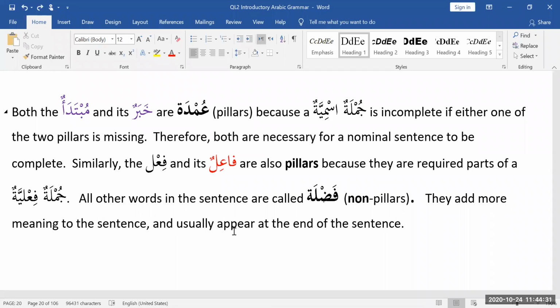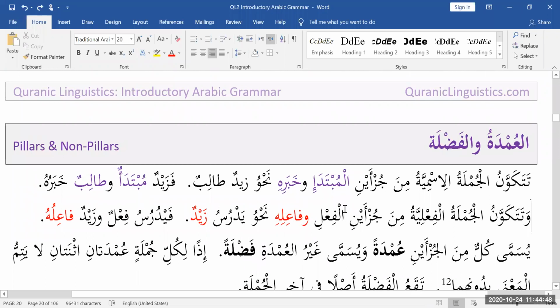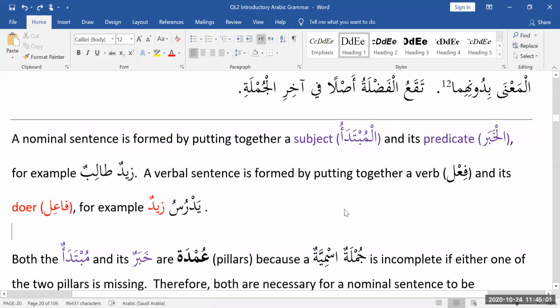the poets were very good with word order. They would play with the syntax of the sentence. You know, syntax is the word order. And they would create really interesting rhetorical effects. So that's it. That's umda and fadla, pillars and non-pillars. Islam has five pillars. An Arabic sentence must have two pillars. The two pillars are either fi'l followed by its fa'il or a mubtada followed by its khabar. And there are exceptions and details which are inshallah coming.